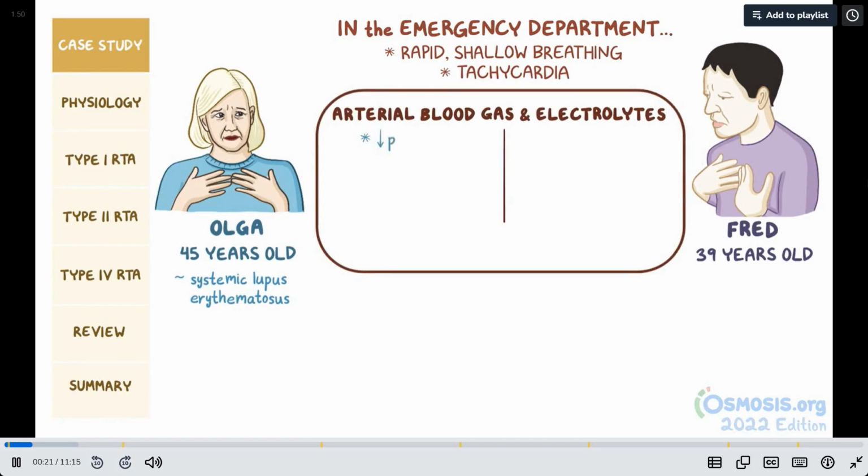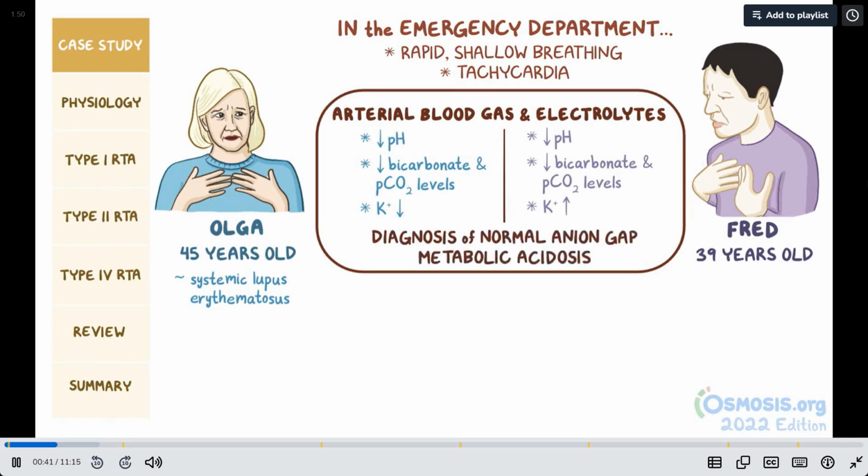Results showed that Olga had low pH, low bicarbonate and PCO2 levels, and her potassium level was also low. Fred also had low pH, low bicarbonate and PCO2 levels, but his potassium level was high. Based on the ABG results, the diagnosis of normal anion gap metabolic acidosis was made.